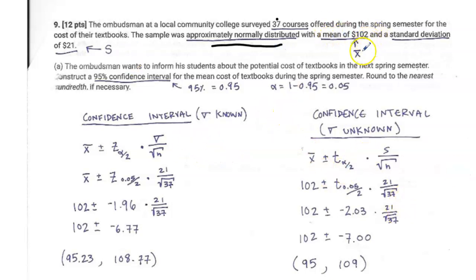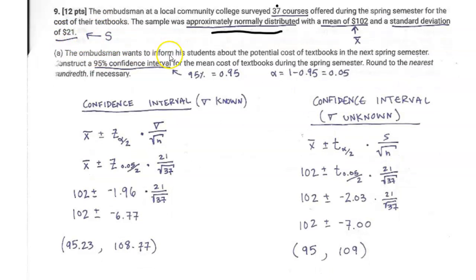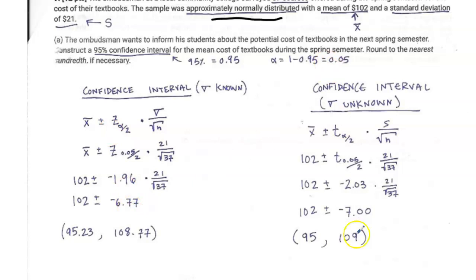Mean is 102, that's X bar. Standard deviation of 21, that's S. So I want you to be careful here because there's two different things that you could do here, but one of them is more right than the other ones.